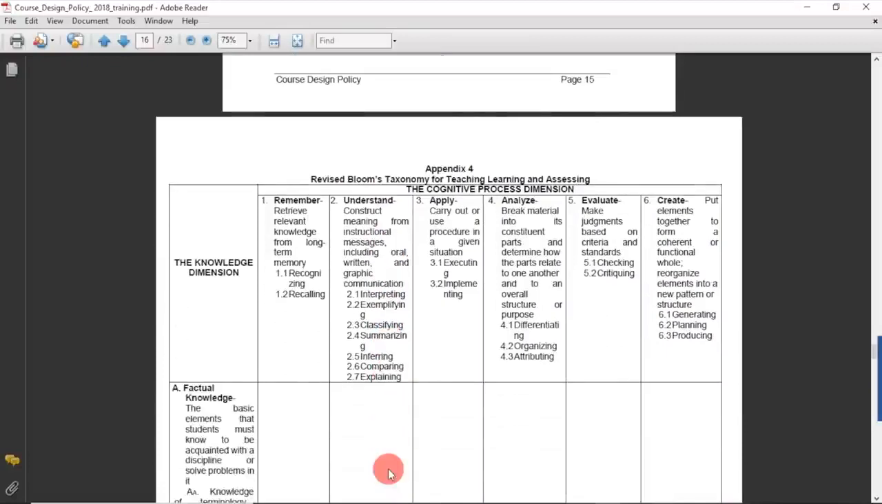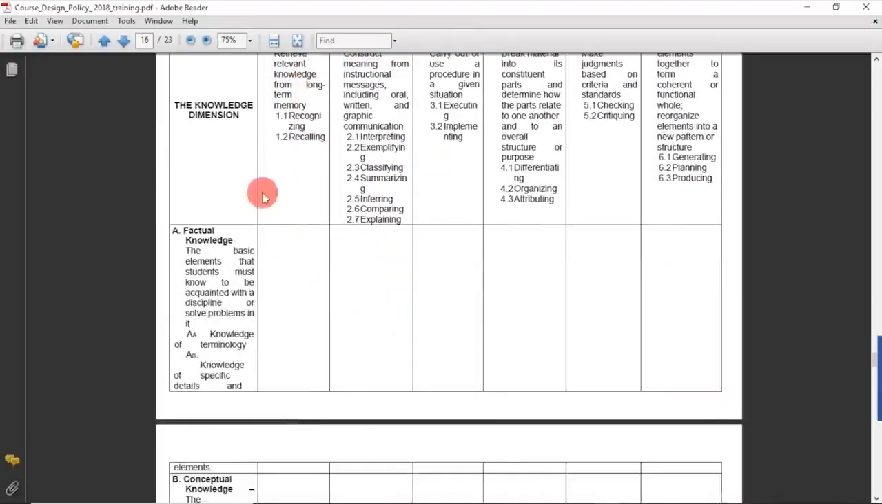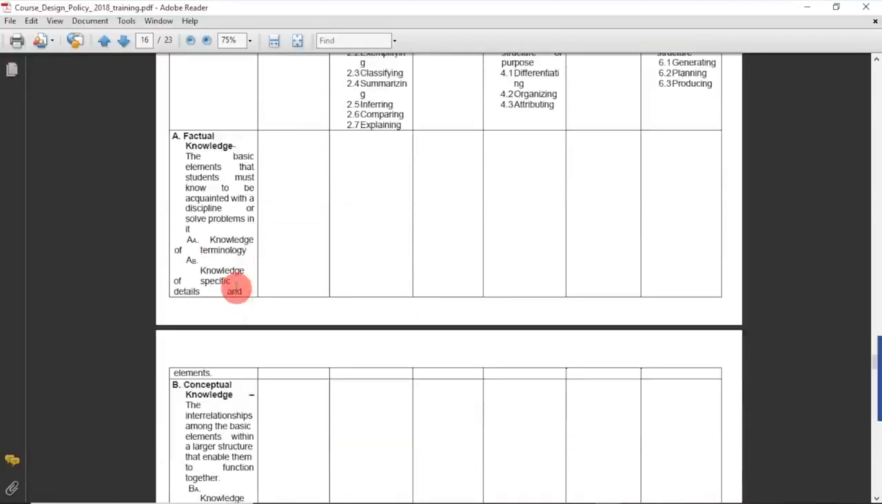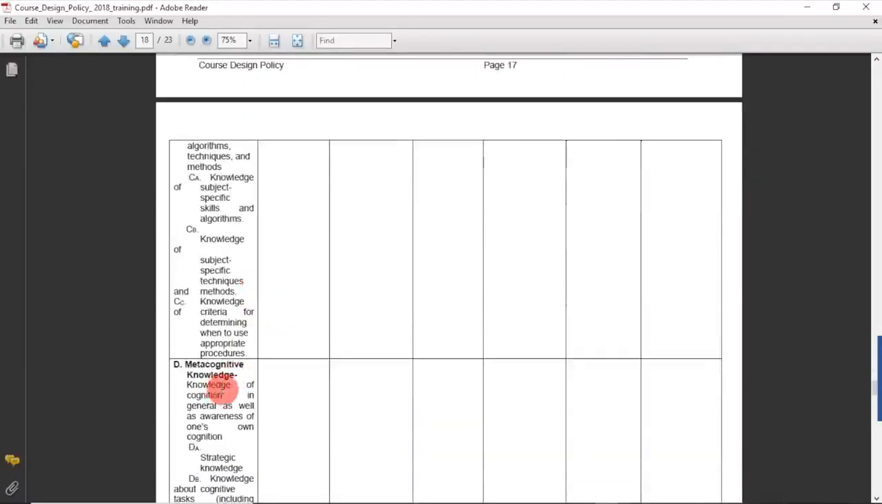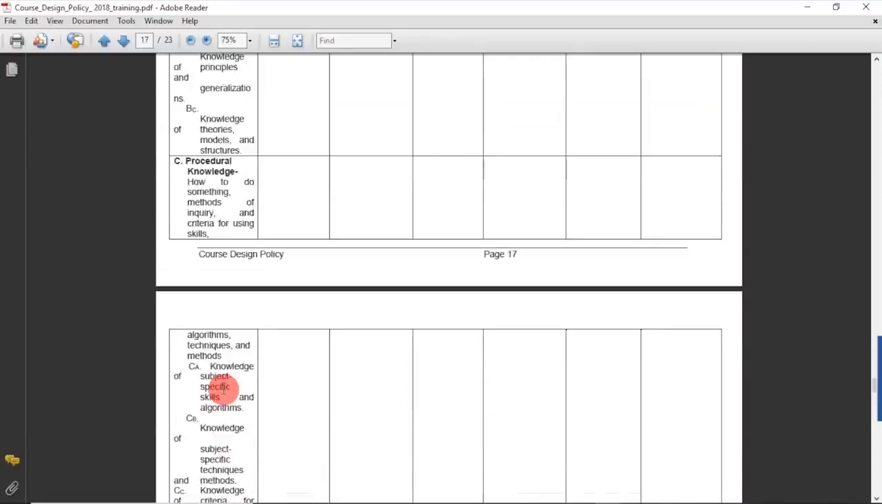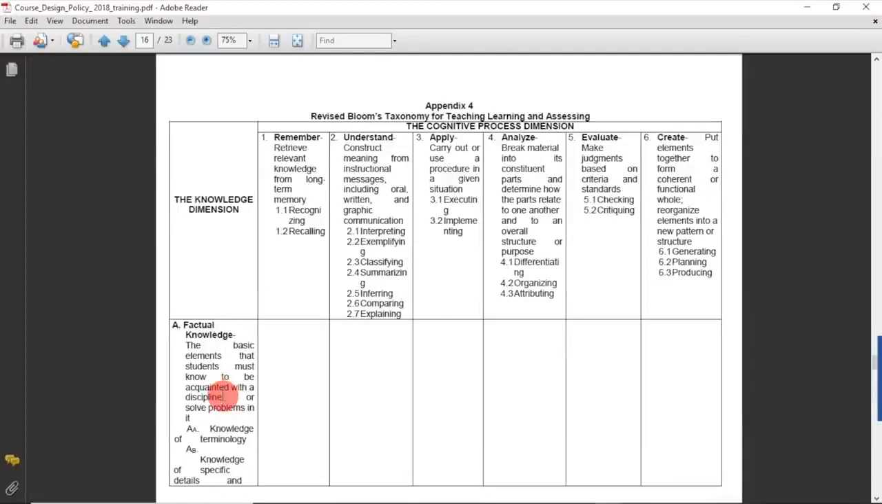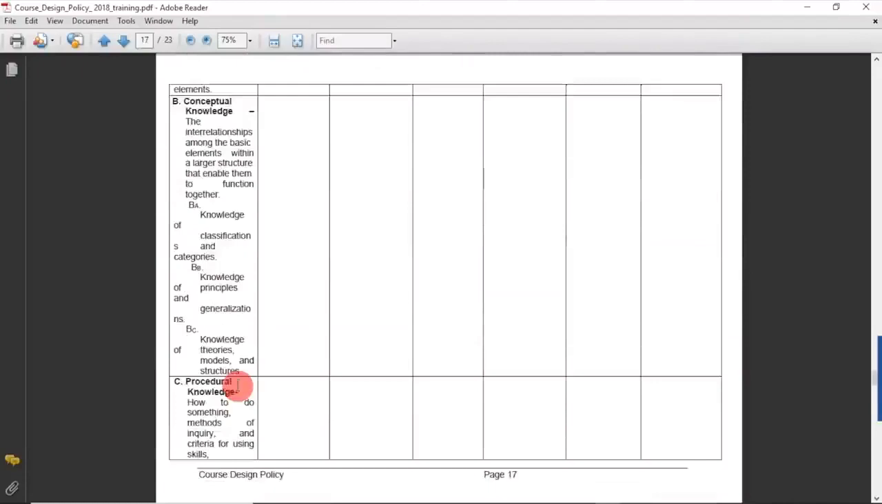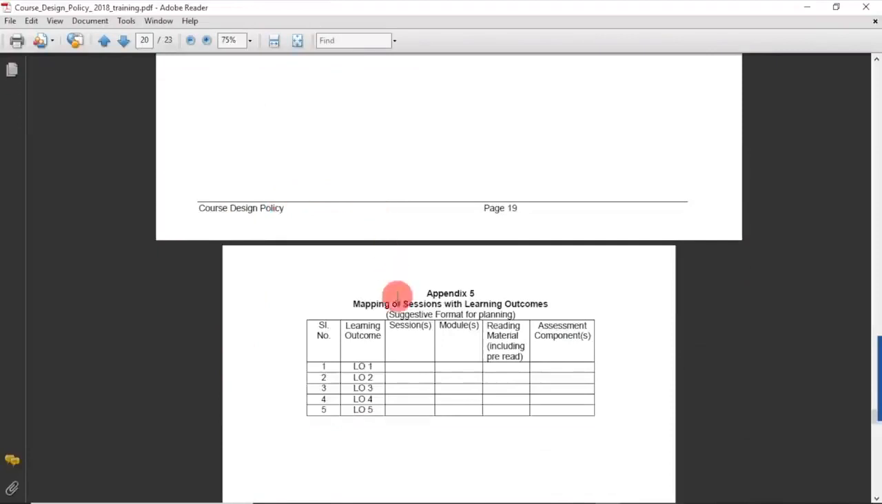Now this is the revised Bloom's taxonomy. So when you talk of remembering, understanding, applying, analyzing, how Krathwohl has gone in for changing the things in terms of factual knowledge, in terms of conceptual knowledge, in terms of procedural knowledge, and in terms of metacognition. So this table you can go through, but the idea is that the basics lie only with Bloom's taxonomy. So for the overall development, you can go through the paper written by Krathwohl and Anderson to understand those things in detail. Right. So this was regarding your course design policy.